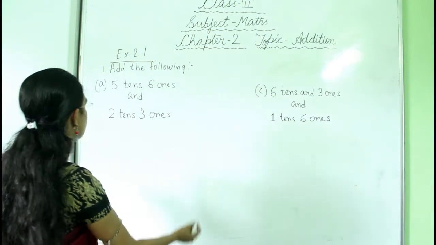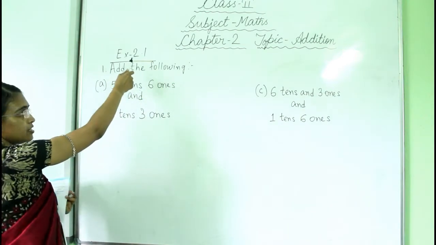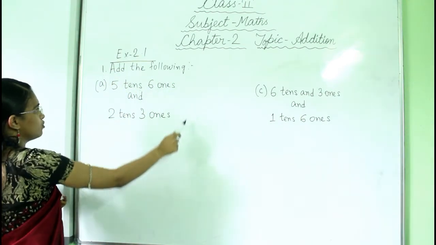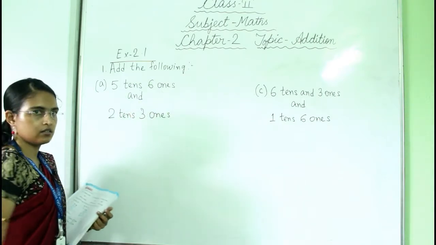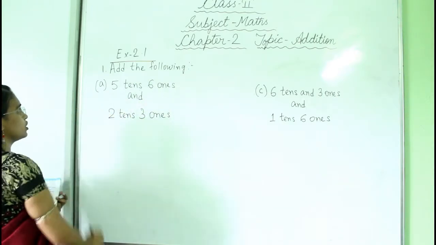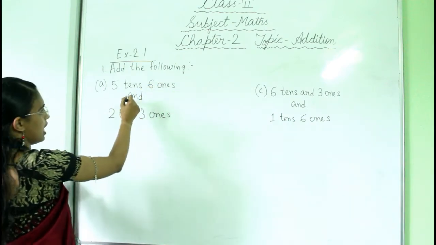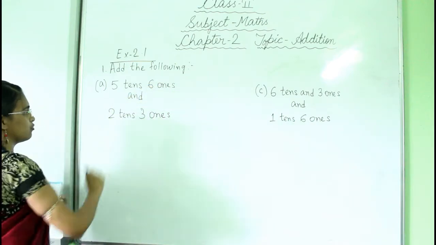Okay. Now what is the first question? This is exercise 2.1. First question is add the following. We have to add this part. So first question is number A, 5 tens, 6 ones and 2 tens, 3 ones.